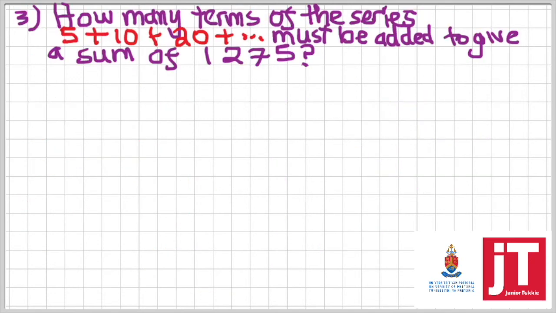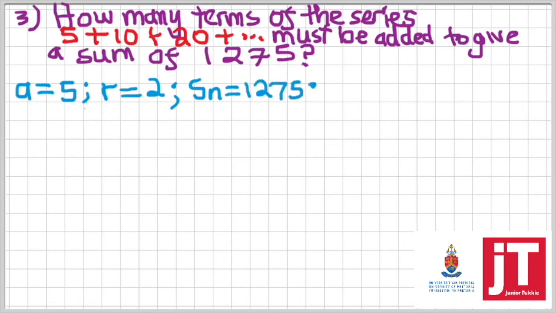Moving right ahead. How many terms of the series 5 plus 10 plus 20 plus up to must be added to give a sum of 1,275? The 1,275 represents your Sn, so you're going to state the values. Your a is 5, your common ratio is 2. And your Sn is 1,275. What are you looking for? You're looking for n. So we're going to use the Sn formula for a geometric.